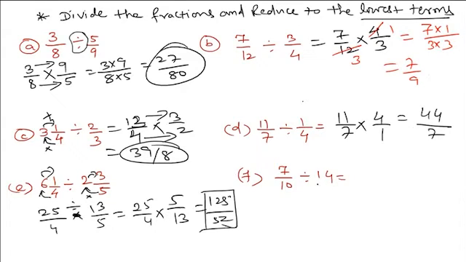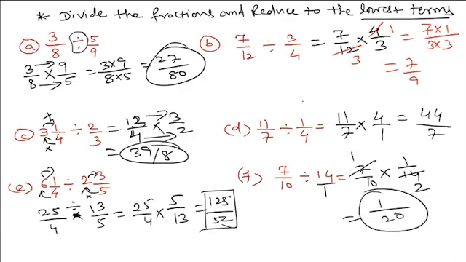Again here no number is there, so put 1. 7 by 10, reverse it, 1 by 14, 7 1s are 7, 7 2s are 14. So in the numerator 1 1 is 1 and the denominator 10 2s are 20. In this way we can find the fraction in the lowest term.